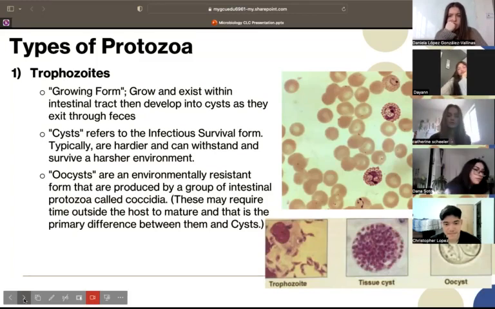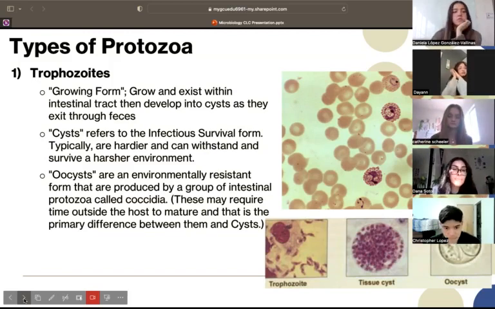And then types of protozoa. The first one that I have written down is the trophozoites, and that's the growing form, and they grow and exist within the intestinal tract. And then they develop into cysts as they exit through feces. The cysts refer to the infective survival form, and typically they're hardier and can survive a harsher environment.